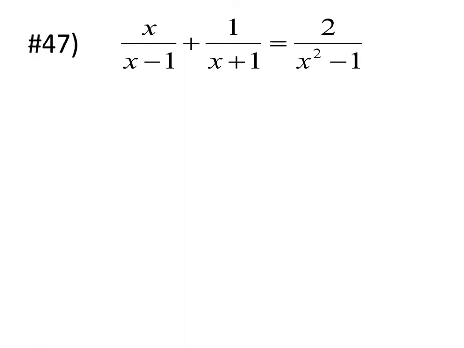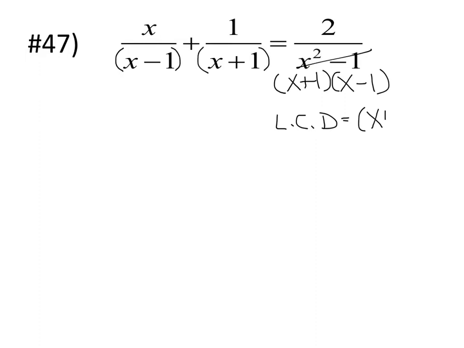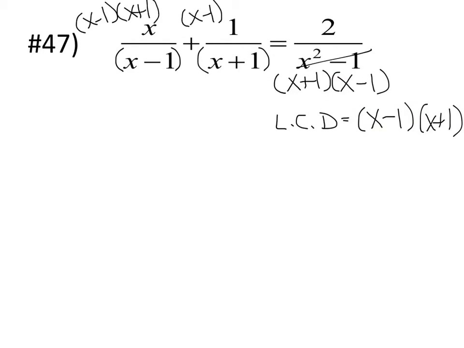All right. On 47, I have to find the LCD. But first, before I do that, I need to factor this. This is difference of squares, so this becomes x plus 1 times x minus 1. So now when I build my LCD, I need to represent every piece of the denominator. So I have x minus 1, and then I need x plus 1, and then I need x plus 1, which I already have, and then x minus 1, which I already have. So your LCD is getting multiplied by every piece.